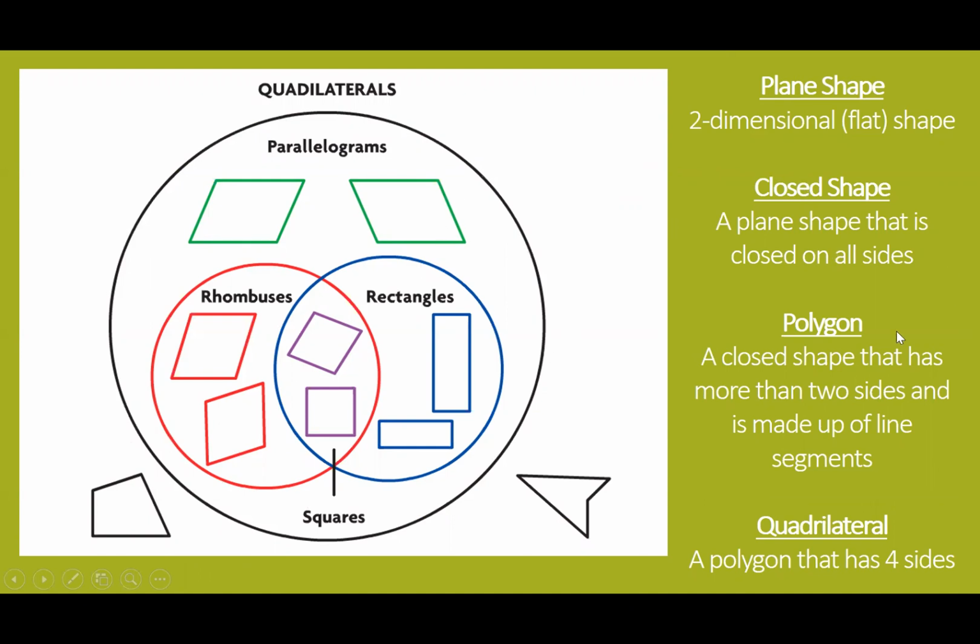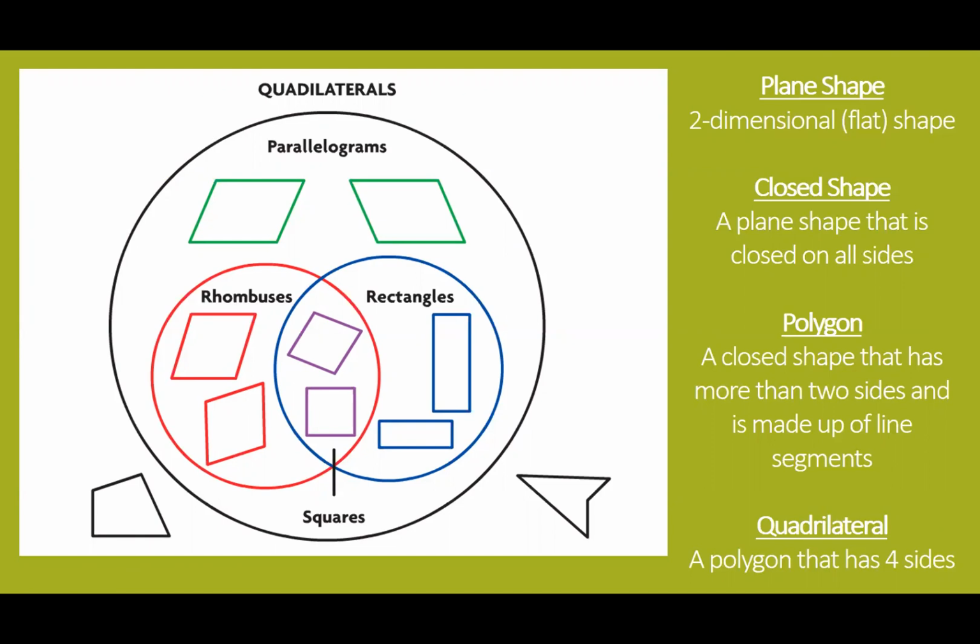But that circle is not a polygon, because in order to be a polygon, it has to be a closed shape that has more than 2 sides and is made up of line segments. So a circle just has one side. Basically has the outside, and it's curved. It's not made of line segments. So a circle cannot be a polygon.